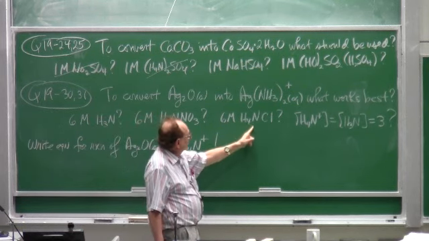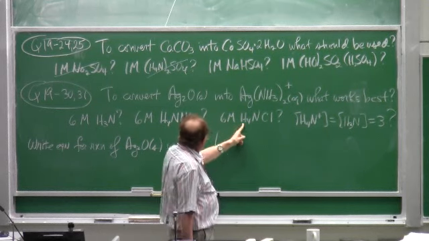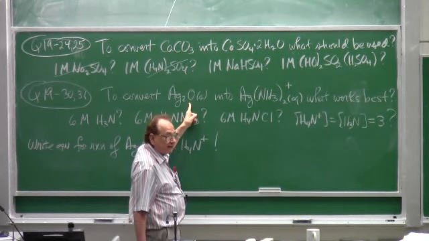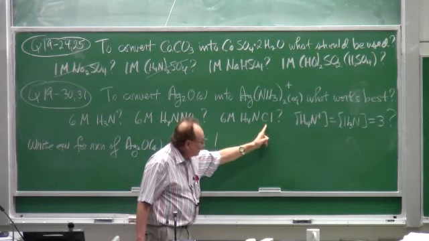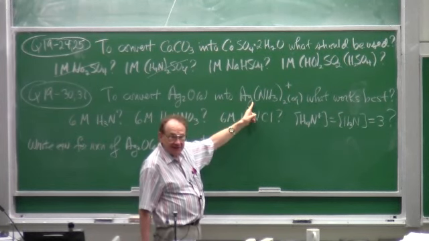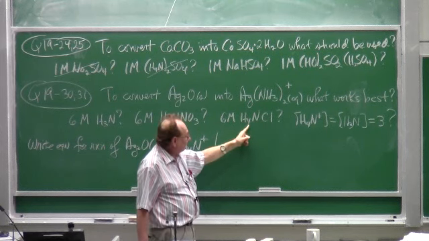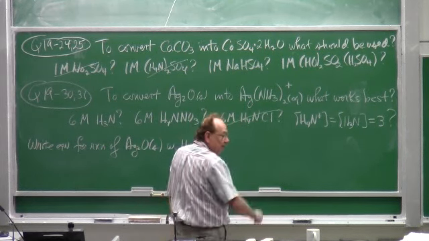How about this? Will this attack the oxide ion? Sure, this attacks the oxide ion. Well, what's this going to do? You're going to make this? Hell no! Now you make silver chloride. We'll throw this one away.